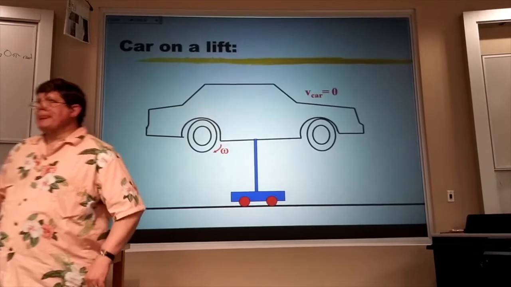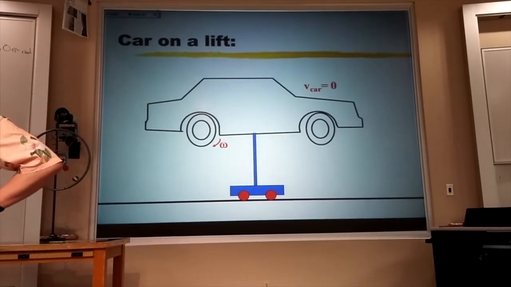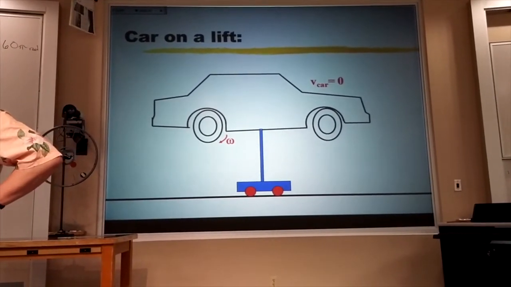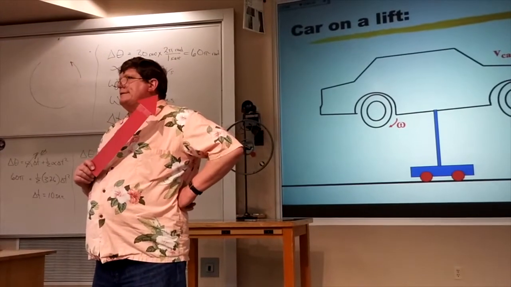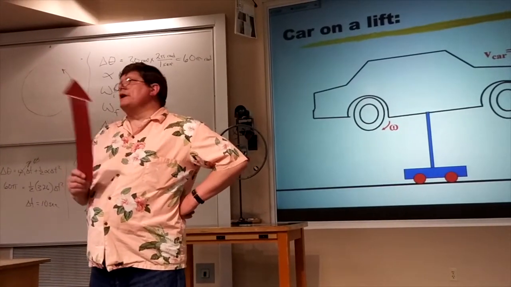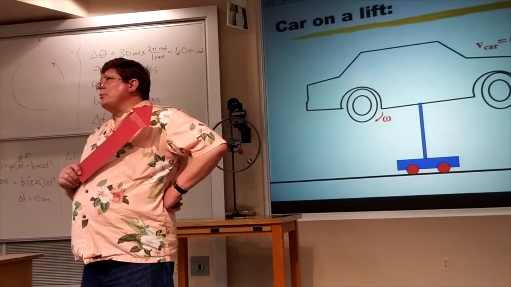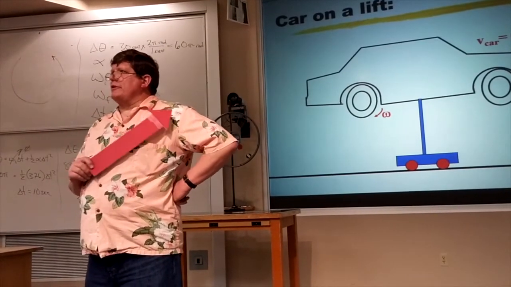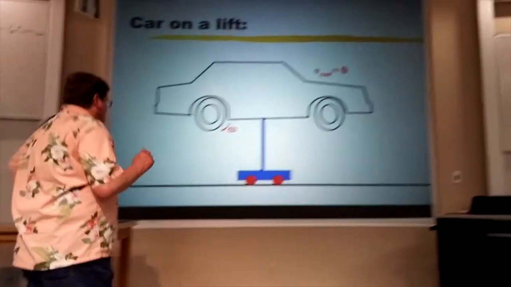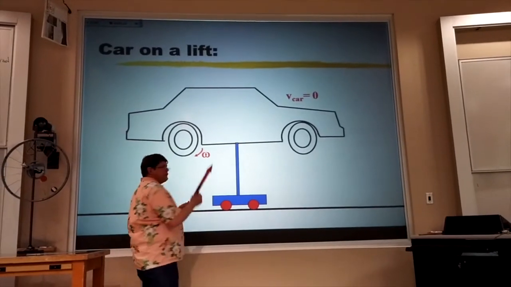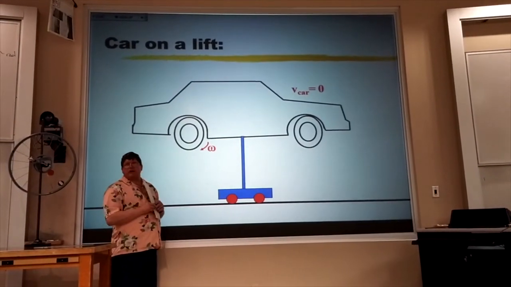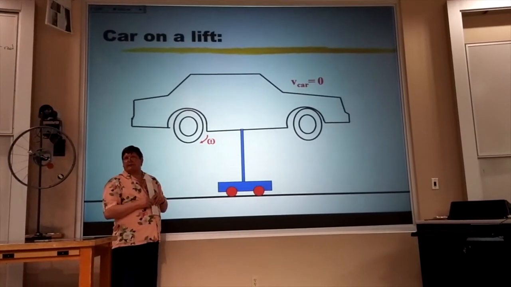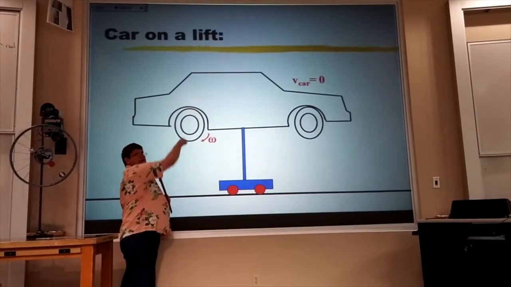Okay, vectors, no matter what they're representing, have to be straight. Vectors only give one direction, not a whole bunch of directions, just one direction. And so I have to have a straight vector, and if this were my omega vector for this wheel, what direction would it point? Into the board.